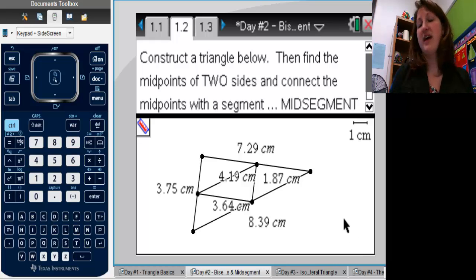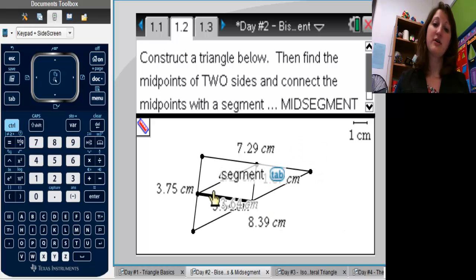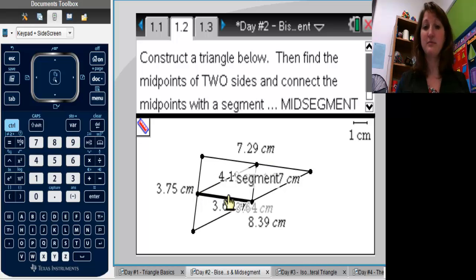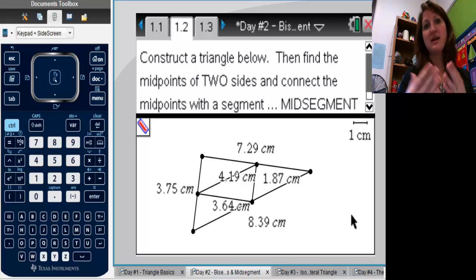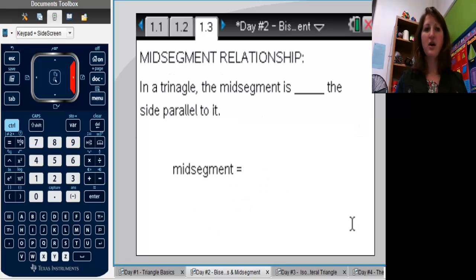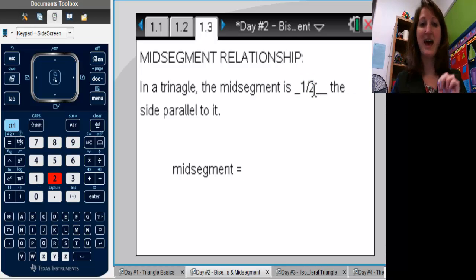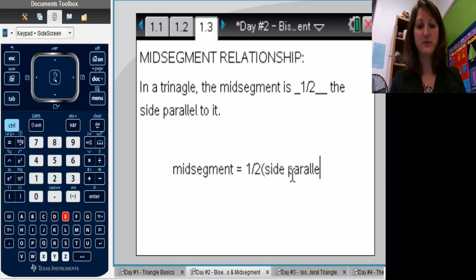Now, one thing I want you to think about for a minute. If we wanted to find the perimeter of this tiny triangle that's made up of all of the midsegments, what do you think the perimeter would be? Well, it would actually be half of the perimeter of the big triangle. All the midsegments are half of all the sides, which makes sense that then the perimeter would be half of the perimeter of the big triangle. Okay, so the relationship: in a triangle, the midsegment is half of the side that it's parallel to. As a formula, midsegment equals half of the side that it's parallel to.